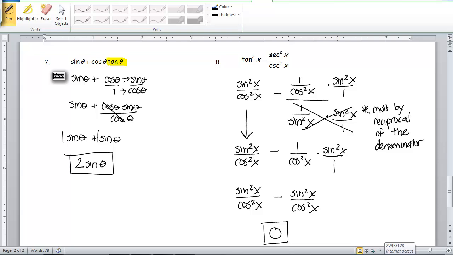Please now complete the worksheet for day 2.